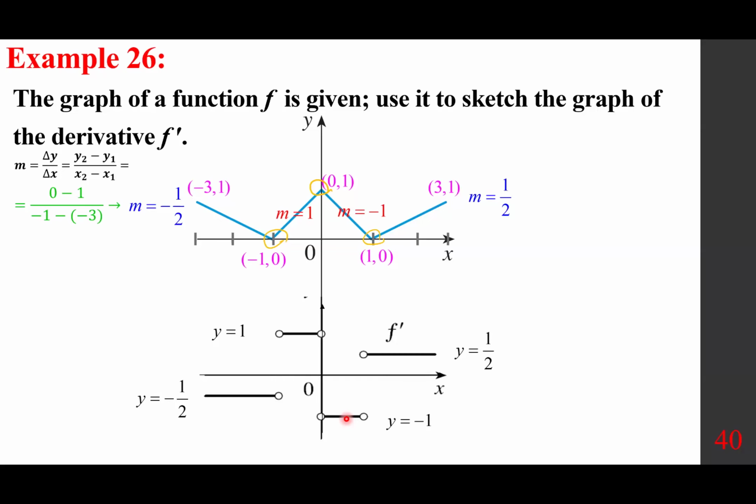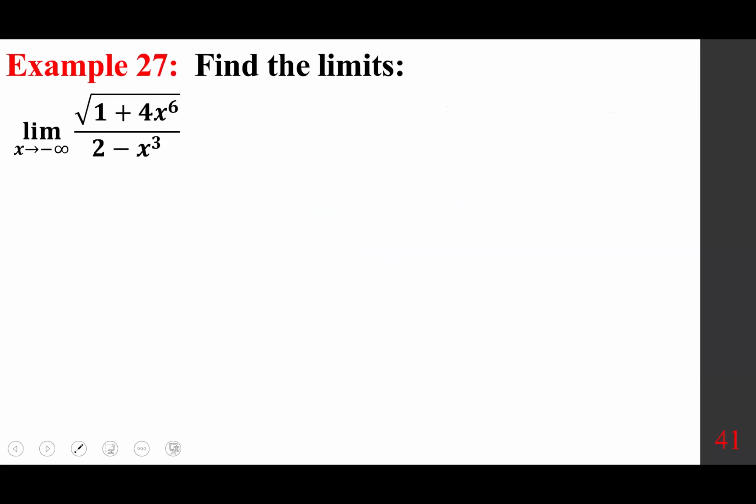of f prime, roughly. Here's the function, and we want to find the limit as x approaches -infinity of the square root of 1 plus 4x to the power of 6 over 2 minus x cubed. When we are dealing with roots, how do we deal with them? Remember, if it were a rational function, because x approaches negative or positive infinity makes no difference, we would divide by the highest degree term in the denominator. So how do we do that for the numerator?